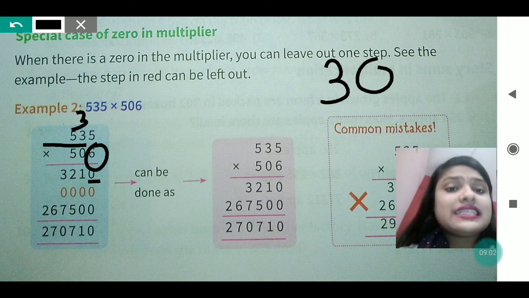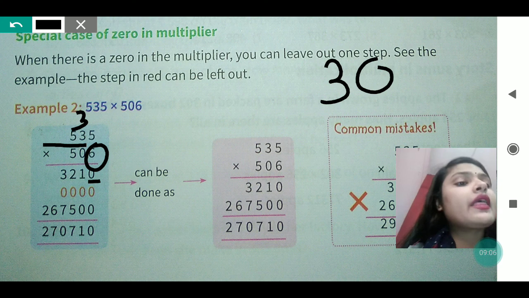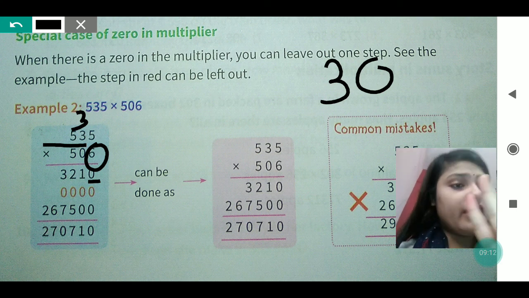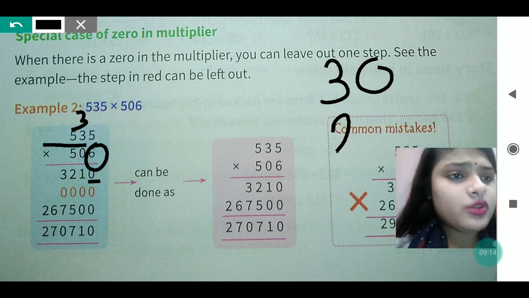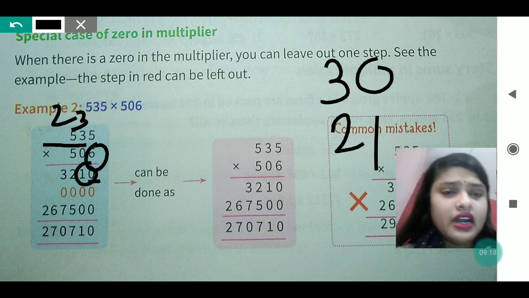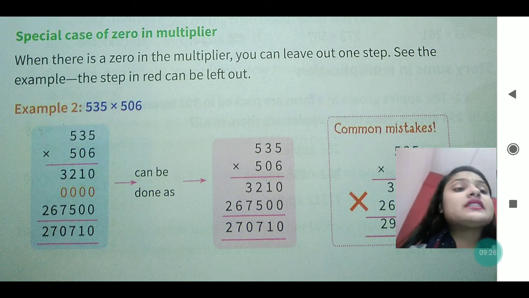Now next, 6 threes are or 3 sixes are. In both the cases you will get 18. 18 plus 3, 19, 20, 21. How much? 21. So 1 you will write down, 2 you will write up. Again 6 5s are again 30, plus 2 is 32. So the first place you have solved, my dear. Now the second place you can see it is written 0.